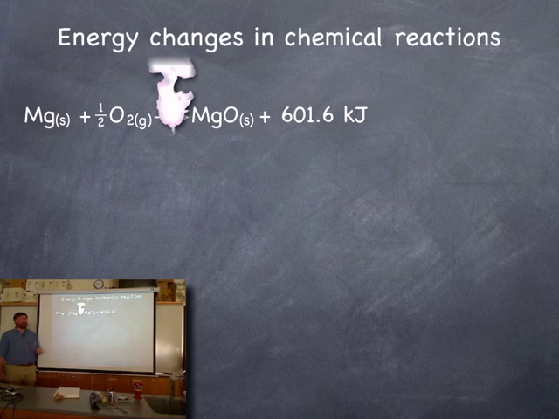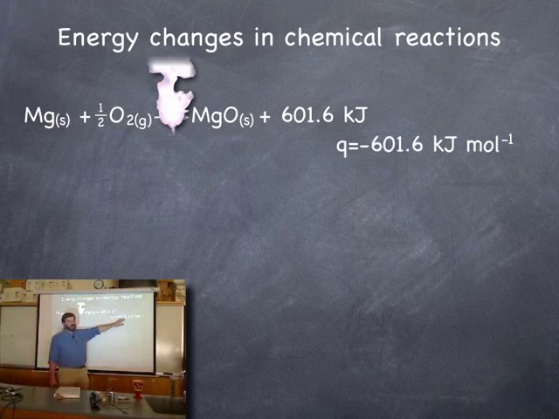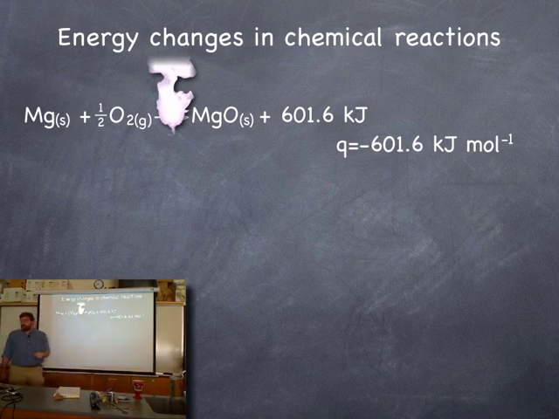It's going to be a per mole value. So this is kilojoules per mole of magnesium burned, or per mole of magnesium oxide formed, or per half a mole of oxygen used up. The coefficients matter. Now, if I burned 1 mole of magnesium and I collected that, my Q value would be negative 601 kilojoules per mole of magnesium I burned. So that would be sort of the Q.